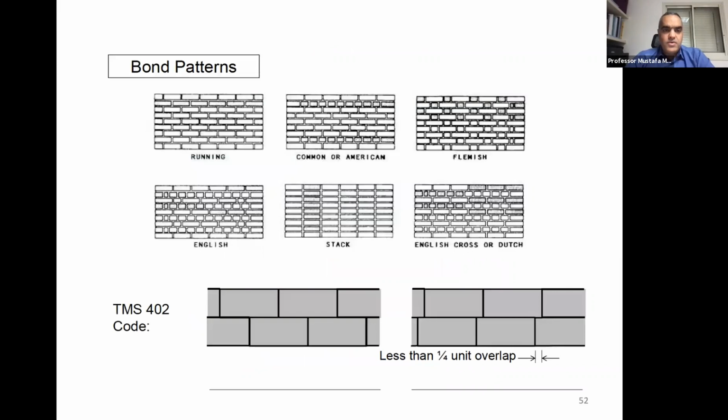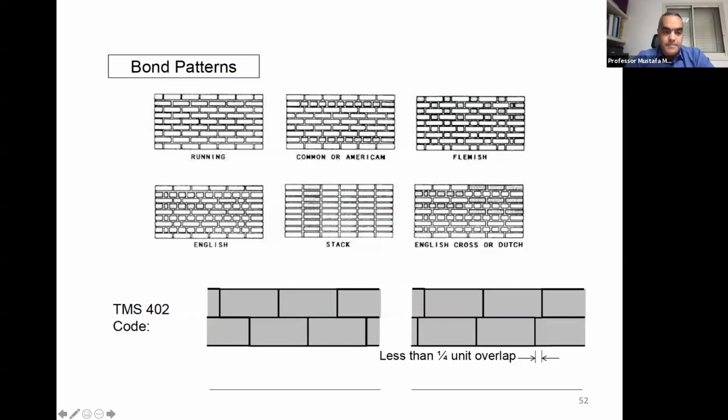So bond patterns. Here we have different bond patterns. Maybe you have seen some of these. Those are listed actually in some of the references and in the code also, with some of the tolerances. So it depends on where these came from and where this was used architecturally before.